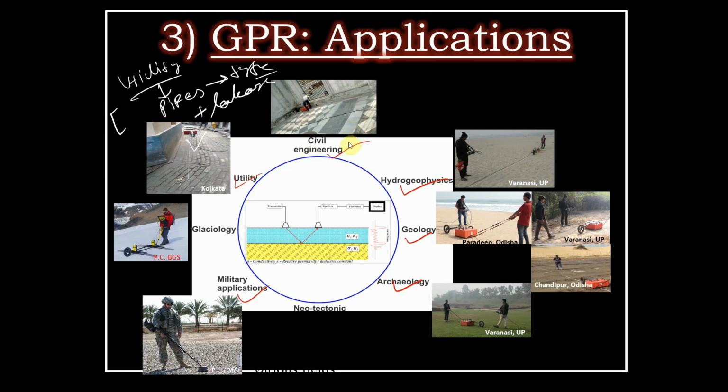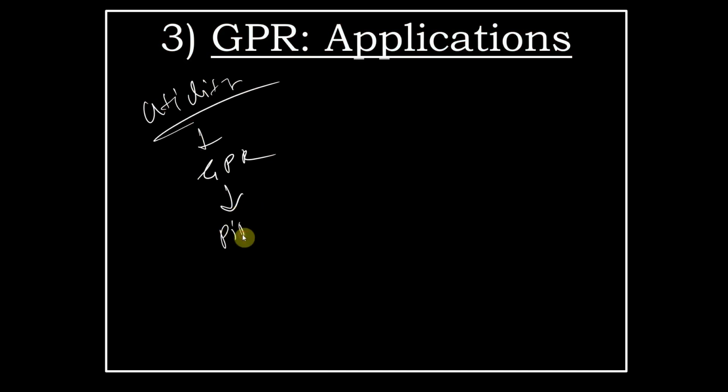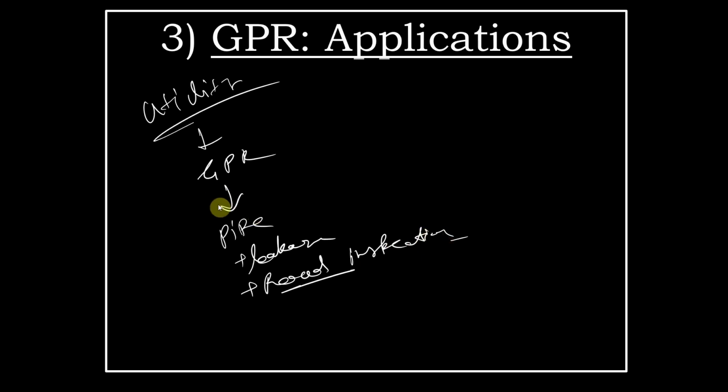Or let's say some contractor made you a road, and you have to evaluate that road. How do you evaluate? You will be evaluating that road using GPR. So GPR can evaluate the pipe, its leakage, and road inspection can be done using GPR. Okay, and several other shallow subsurface anthropogenic features can be identified using GPR.